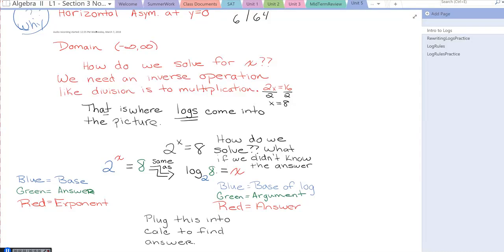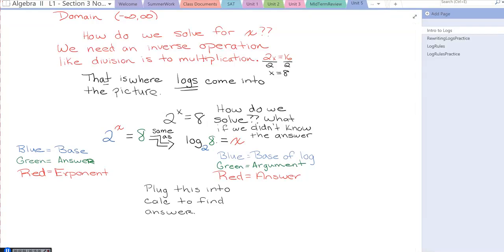So 2 is the base of the exponent. It's also the base of your log. Green is the answer of your exponential function, but it's called the argument in the log function. It's just a fancy name that they gave that spot in the log function. And then the x is the exponent in your exponential function, but it actually becomes the answer, and that's how we get it isolated by itself in the log function. Plug this into your calculator and find out the answer.